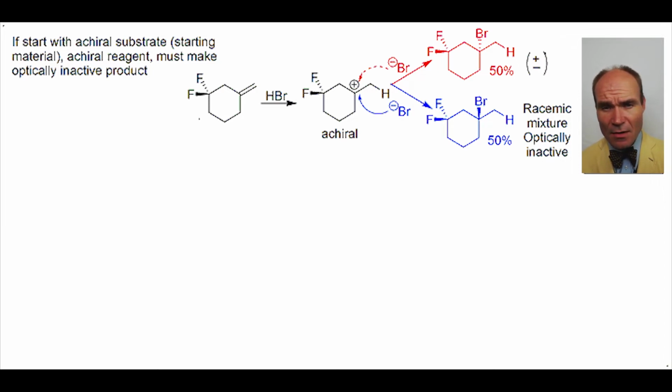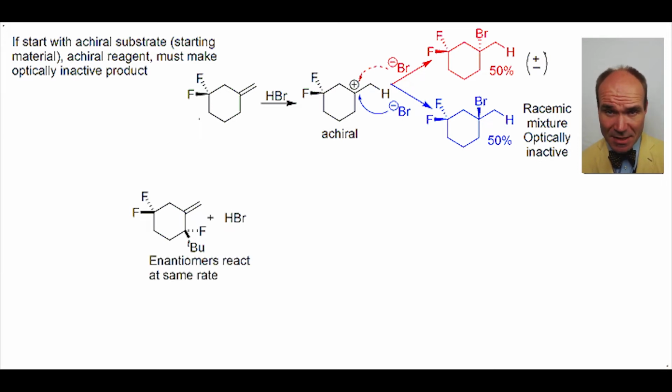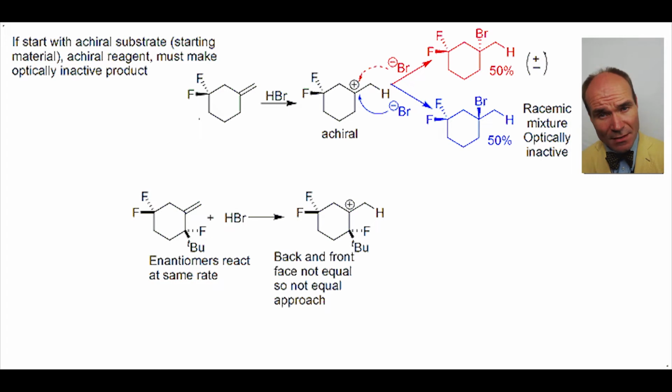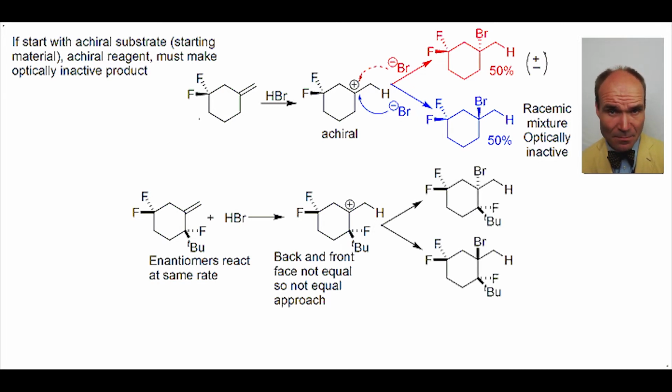What happens if we go from a substrate being achiral to having a stereogenic center? Now it's chiral, and the two enantiomers of this stereogenic center react at the same rate to form an alkyl carbocation. The rear and front of this intermediate, as shown here, are not equal, so the approach of the reagent from the back or the front face is also not equal. Thus, the bromide reacts with the carbocation to provide an unequal abundance of diastereomers.